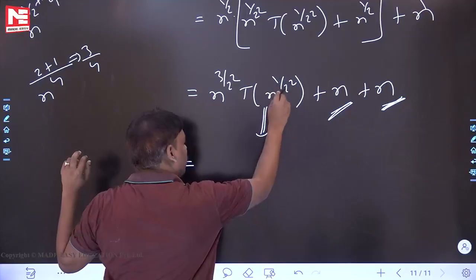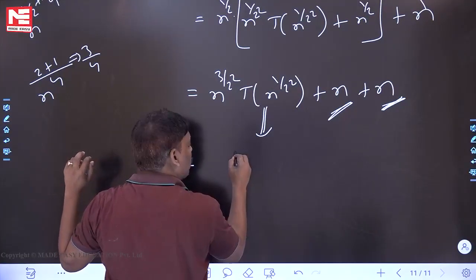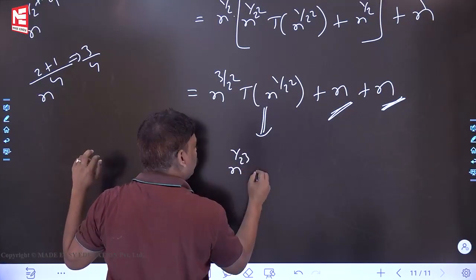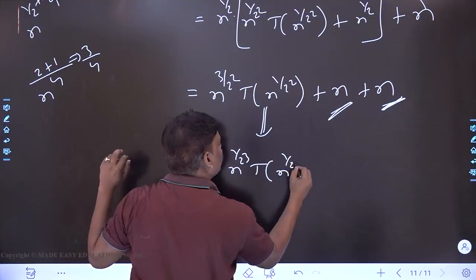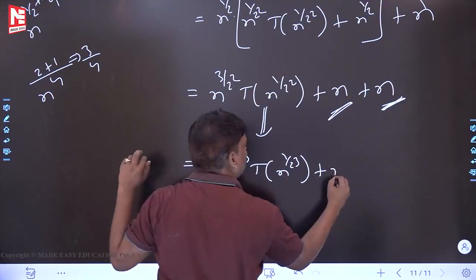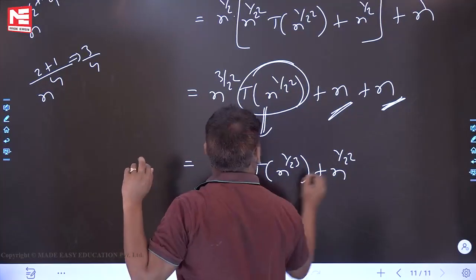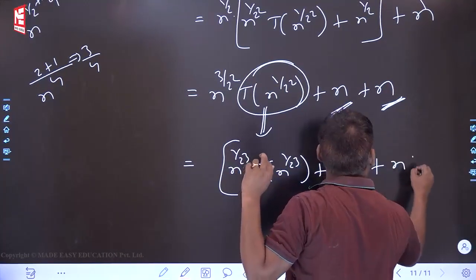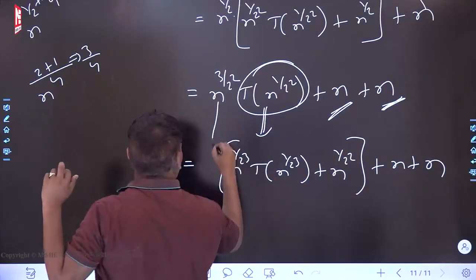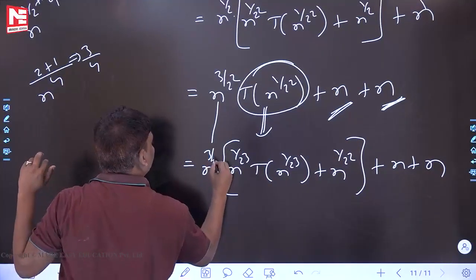What is the answer? Whatever there was root, n power 1 by 2 square there, if you keep root, n power 1 by 2 cube. Then n power 1 by 2 cube, plus whatever was there as it is, n power 1 by 2 square. This is the story. Outside whatever was there, write as it is. This is the same, n power 3 by 2 square.